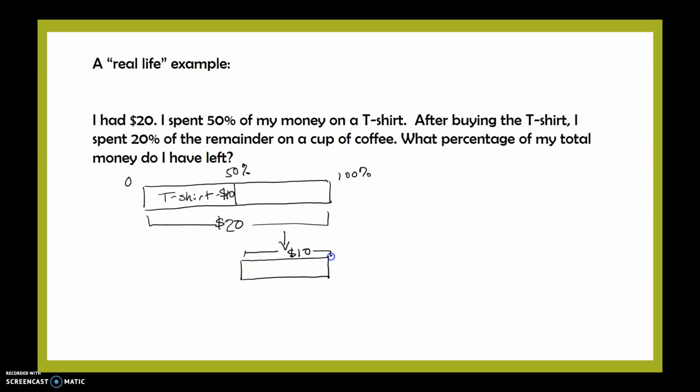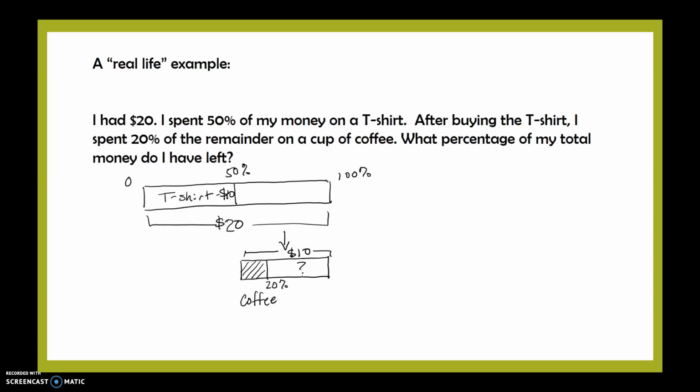Now my word problem says that I spent 20% of the remainder on a cup of coffee. What percentage of my total do I have left? Okay, this is the amount of money I spent on coffee. I want to know what portion this is. Obviously this portion is going to be 80% of the remainder, but that's not 80% of the original money, is it? So let's do this.